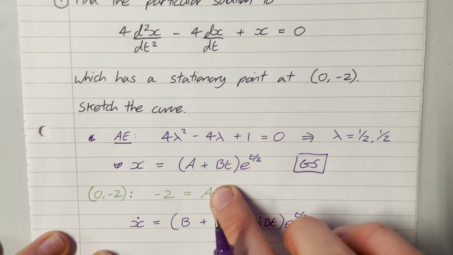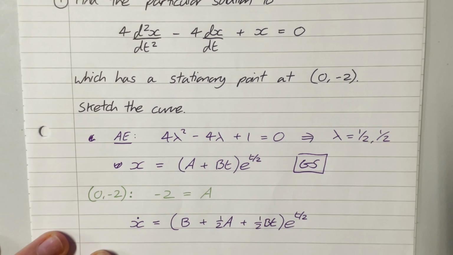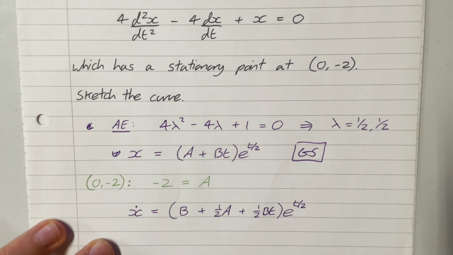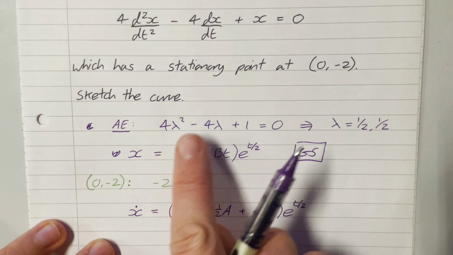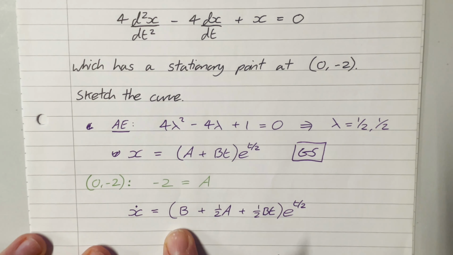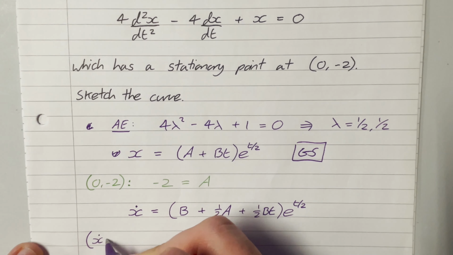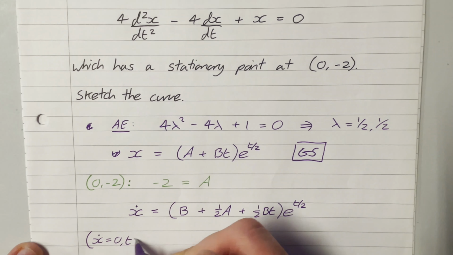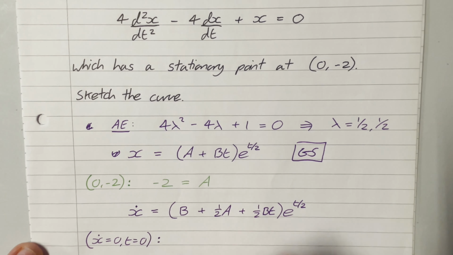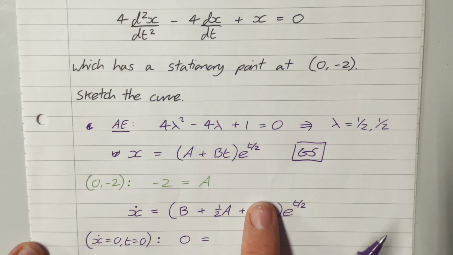And I also know that a is -2, so I can put that in as well. So stationary point, that means that x dot is 0 when t is 0. Okay, so that's the condition I'm putting in. x dot is 0 when t is 0. So x dot is 0 means I've got a 0 on the left hand side. t is 0. Again, that term's going to disappear.